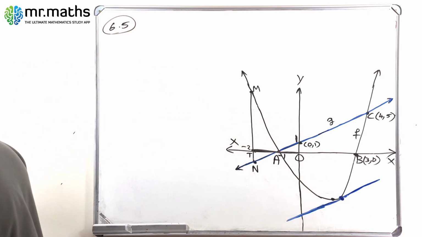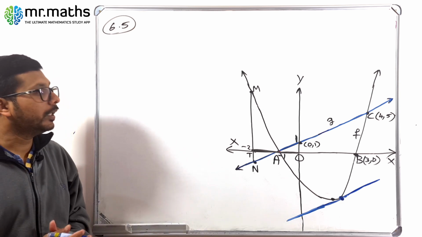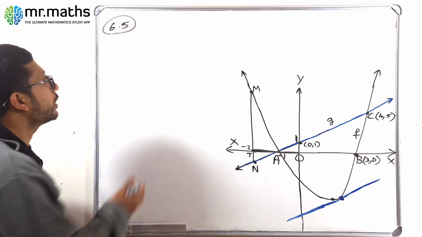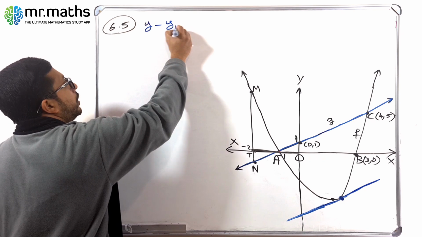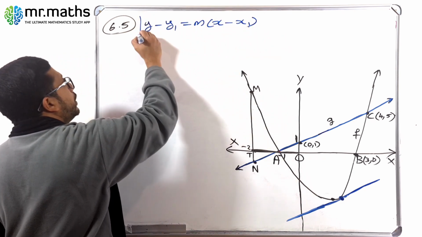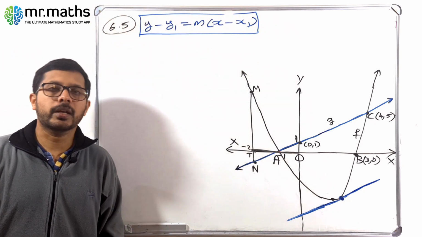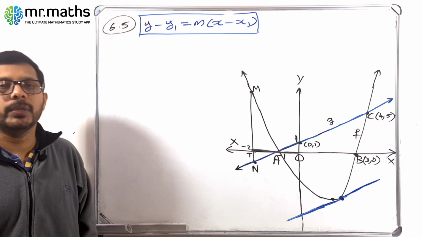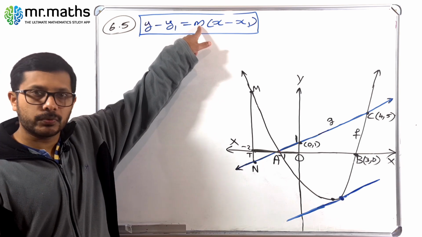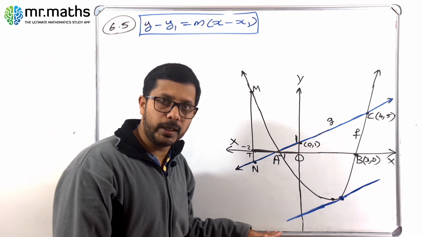Now how can you find the equation of that tangent? What is the tangent? Tangent is a straight line. So what is the general equation? Y minus y1 is equal to m into x minus x1. This is the equation of a straight line. Since tangent is a straight line, we can write that equation: y minus y1 is equal to m into x minus x1. Okay, so here what does this m stand for? M stands for the gradient of that tangent. Am I right?